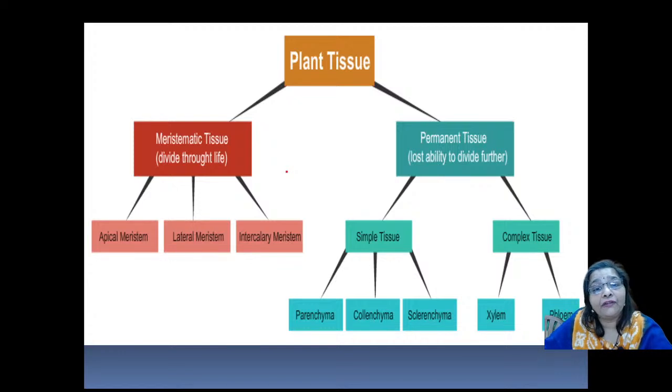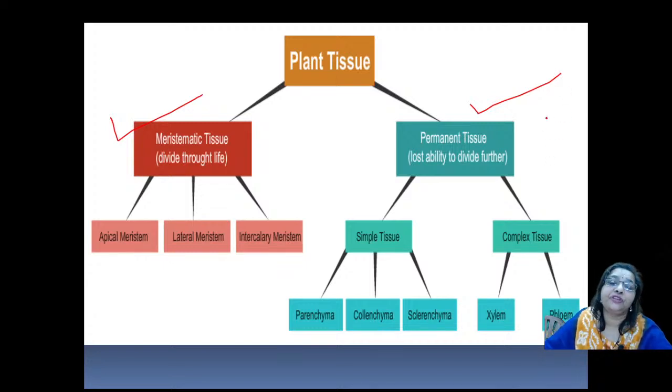We have already seen in brief, in the last session, the plant tissues. So this is a schematic diagram that shows the classification or categorization of the plant tissues. Now, plant tissues are basically of two types. One is the meristematic tissue and the other one is the permanent tissue. Now, meristematic tissues are those tissues which help in growth of the organism, isn't it?